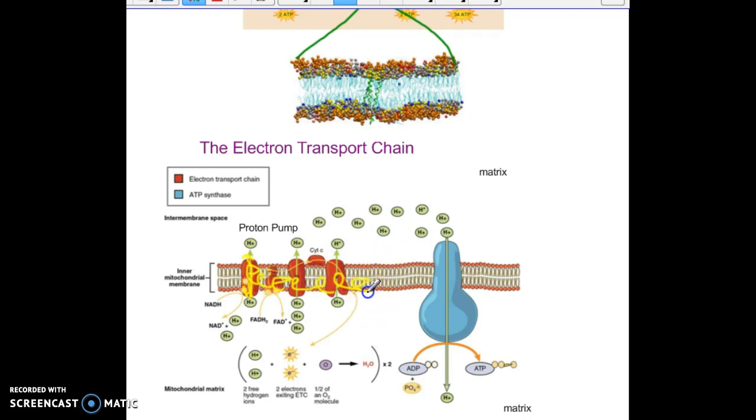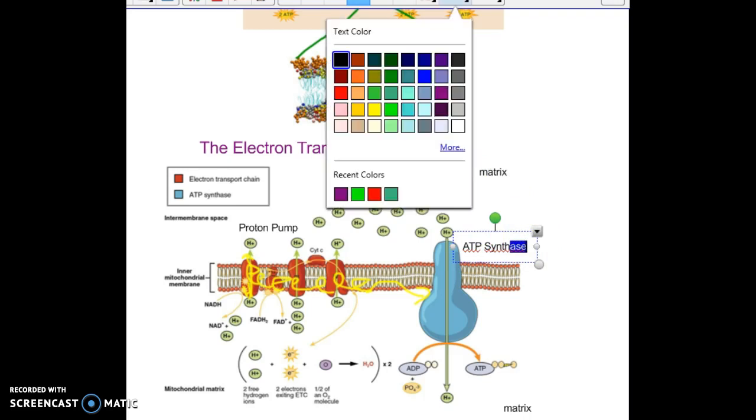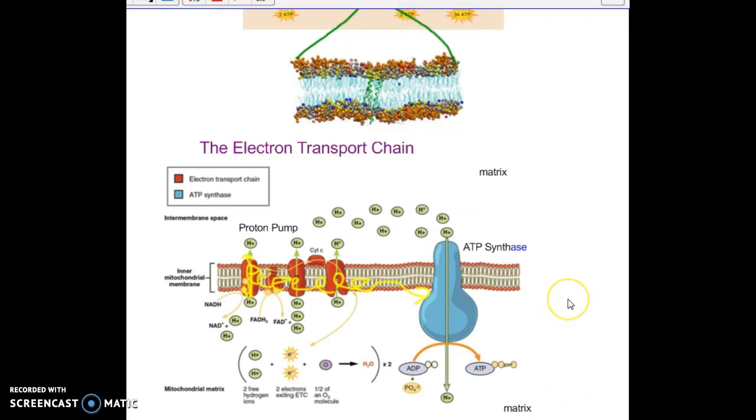Well, what does that energy ultimately do? In the movie we saw, it actually turns that turbine. So really, this thing right here is called ATP synthase. And remember, ase designates that it is an enzyme. Specifically, it's an enzyme that allows ADP, with two phosphates, here's ADP, to convert into ATP.